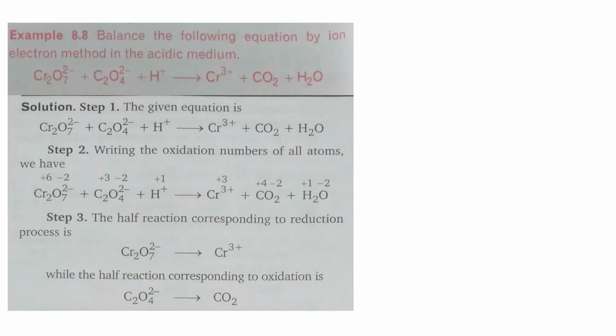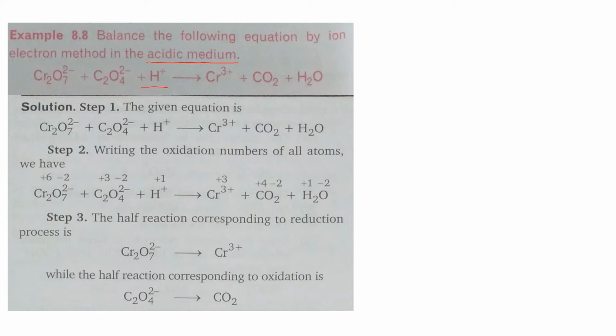Now let us start balancing equations by the ion electron method. Question 1. Balance the following equation by the ion electron method in acidic medium. The question is Cr2O7 2- plus C2O4 2- plus H+ giving Cr3+ plus CO2 plus H2O. It has H+, so it is in acidic medium.